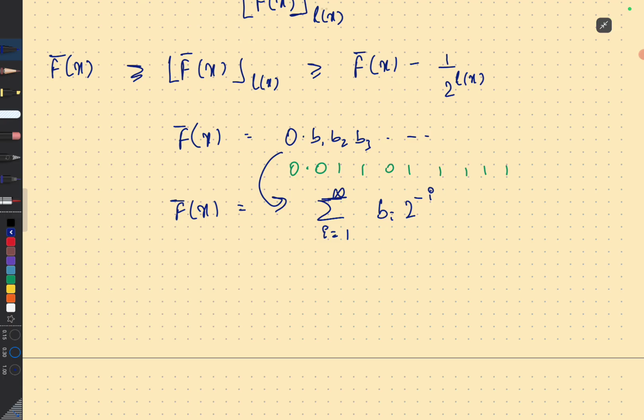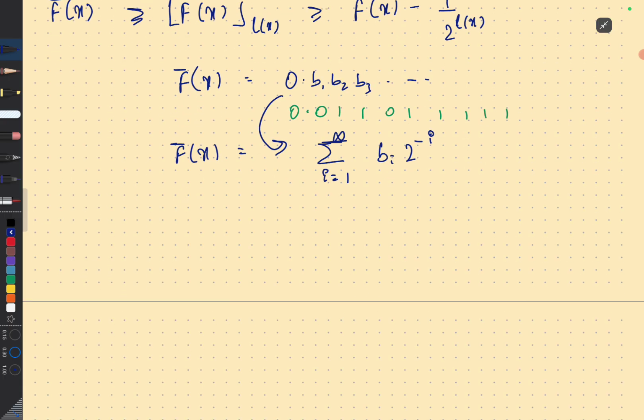True. There's a reason why I want to also bring this up. We want to look at this from various angles, but you're right. All right. So f bar of x truncated to L of x bits is simply summation i equal to 1 up to L of x b_i 2 to the power minus i.